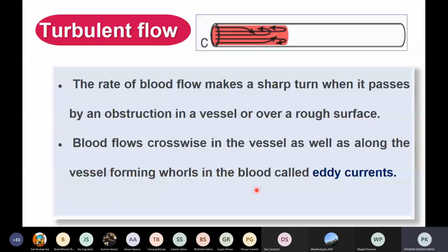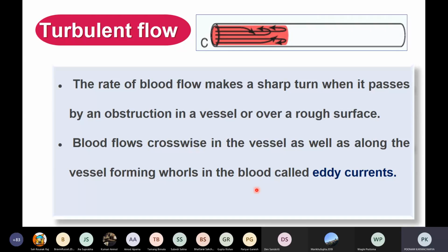Okay, so this turbulent blood flow is going to create an eddy current, and this eddy current we are going to listen to with the help of a stethoscope. And if you hear the eddy current in the blood vessel, it is called a bruit. And if you hear the eddy current in the heart, it is called a murmur.